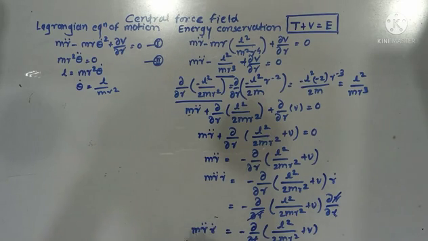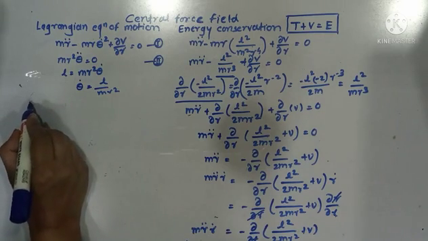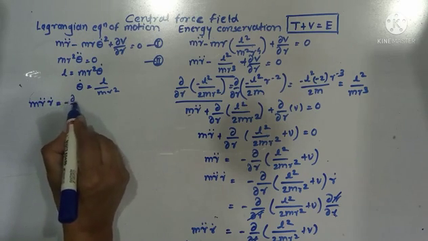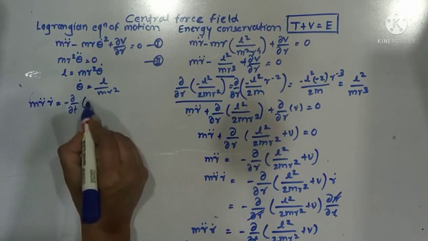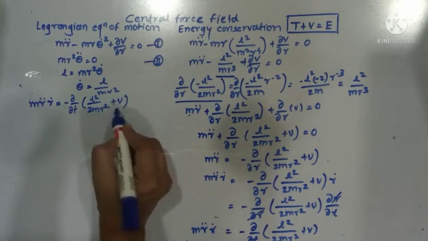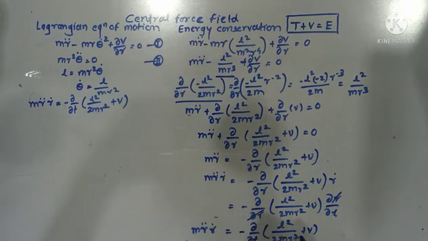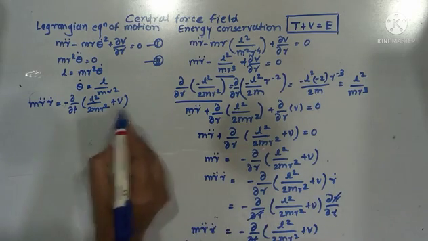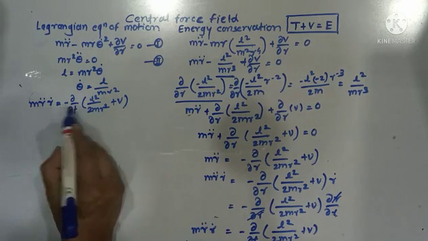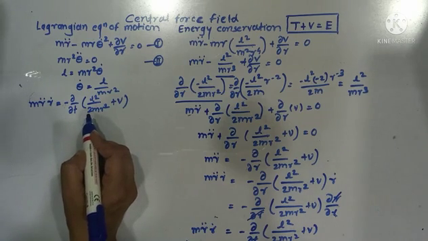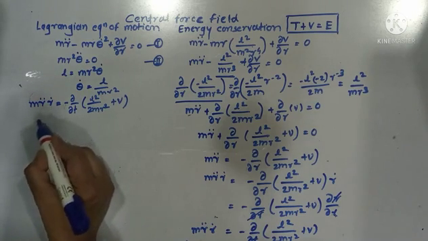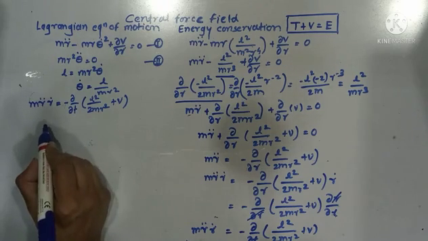So the last equation is m r double dot r dot is equal to minus dou by dou t of L square upon 2m r square plus V. This is the equation which is written below over here, which we cannot see actually. So this is the last expression. Now again we are trying to do some mathematical arrangements.